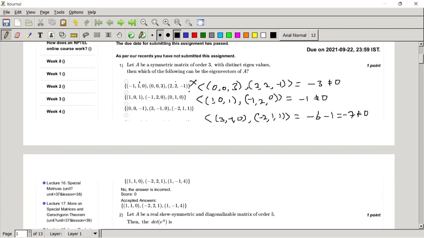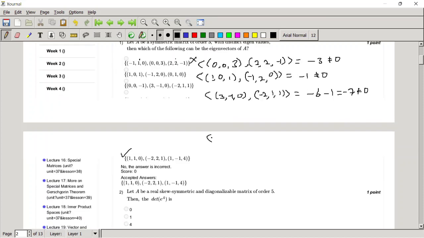The remaining option, the fourth option, is the only correct one. Of course, we have to check this also. Let me check that here only. I'm checking the first two vectors. Minus 2, 2, 1. This is equal to minus 2 plus 2, that is equal to 0. For the second and third vectors, we have minus 2, 2, 1 and 1, minus 1, 4. This is equal to minus 2 minus 2 plus 4, which is equal to 0.